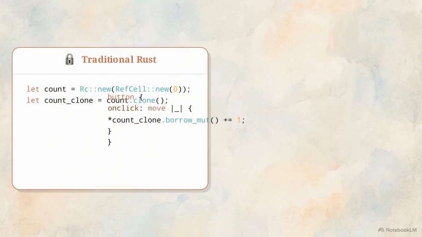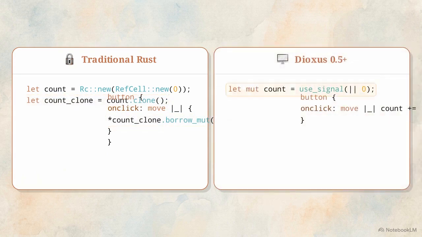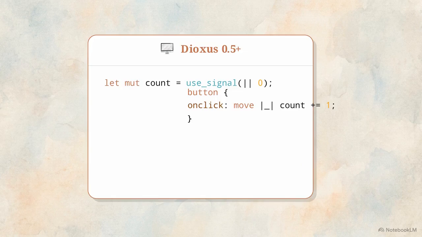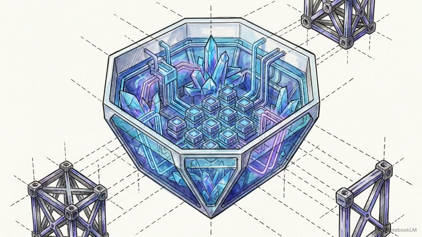On the left, traditional Rust forces developers to wrap state in heavy smart pointers, demanding verbose cloning syntax. But on the right, Dioxus utilizes the use_signal hook. This React-inspired ergonomics allows developers to write state without fighting the compiler. The framework achieves this by bypassing traditional reference counting entirely, relying instead on specialized generational memory arenas to manage state.